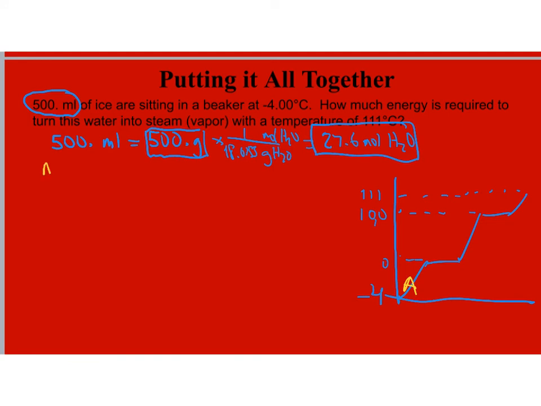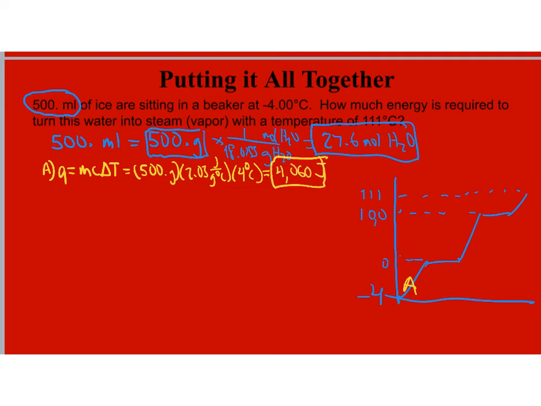So this is how we solve region A. Region A is a Q equals MC delta T problem. We know that we have 500 grams. This is water as ice. Water as ice has a specific heat capacity of 2.03 joules per gram degree C, and we're changing it a total of 4 degrees, from -4 to 0. When I multiply that all out, I get 500 times 2.03 times 4. I get 4,060 joules.